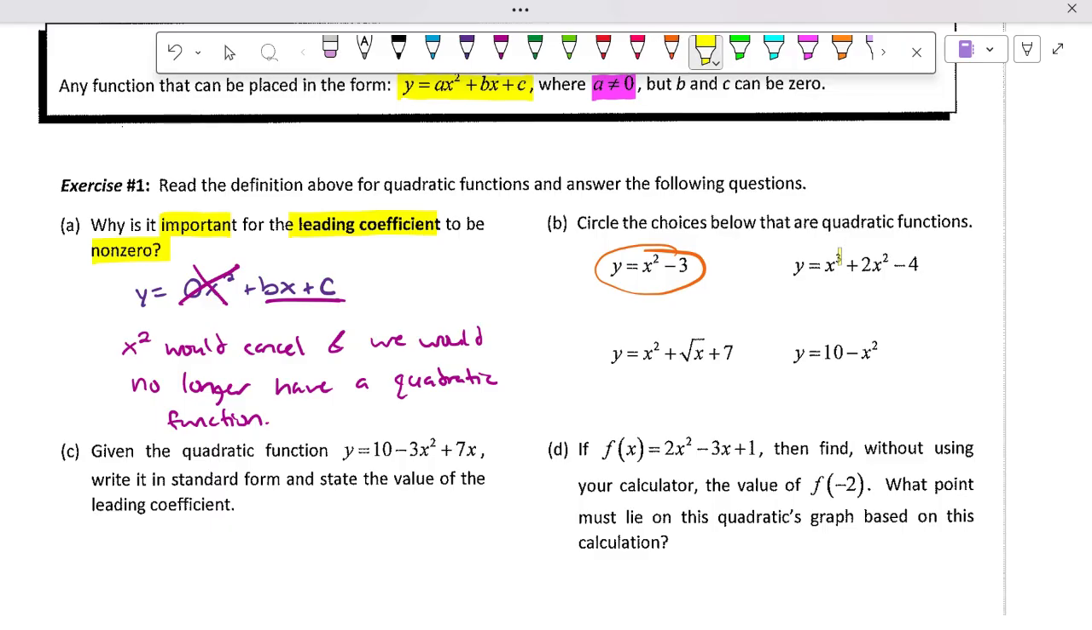Right, because the highest is not 2, it's 3. Okay. What about the bottom left one? So y equals x squared plus the square root of x plus 7. Yes or no? What do you think? Thumbs up, thumbs down.